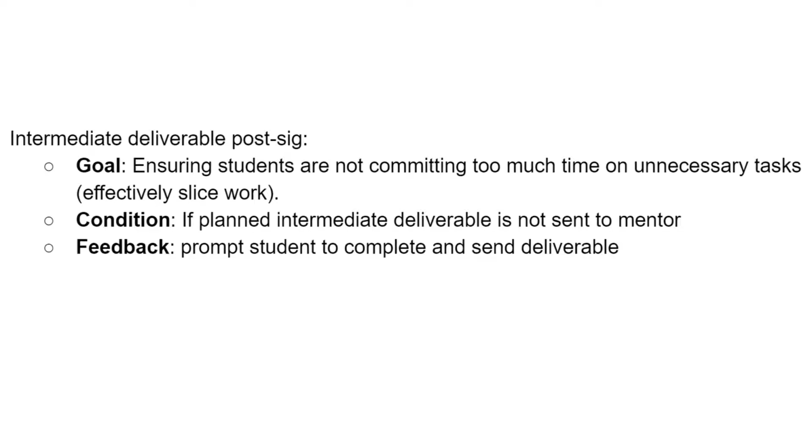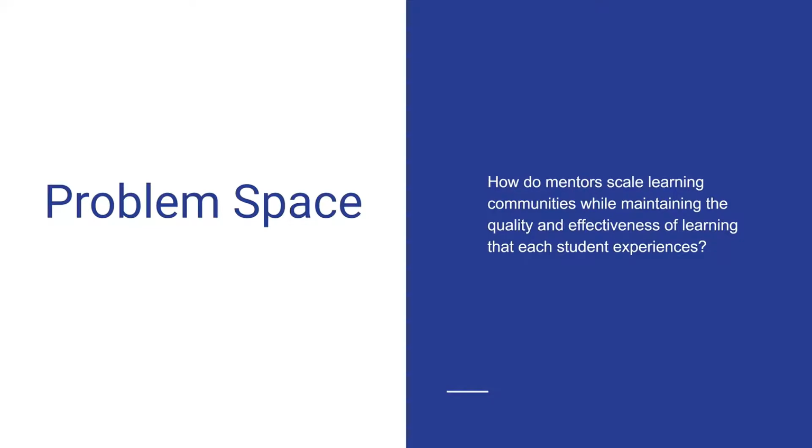Another quick example to start thinking about the problem more deeply is ensuring that students are editing their sprint log consistently throughout the week to accurately reflect the work they're doing, but also to promote good planning and replanning practices based on findings that students come across in their research on a week-to-week basis. Thinking about the problem space and the question that orchestration scripts aims to answer: how do mentors scale learning communities while maintaining the quality and effectiveness of learning that each student experiences?